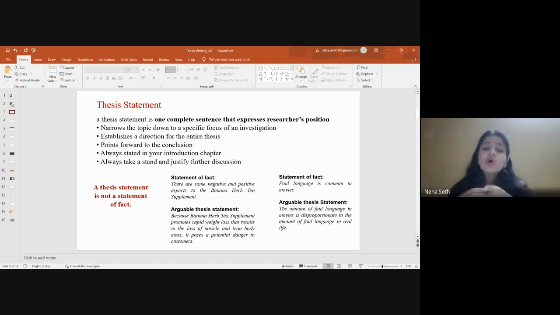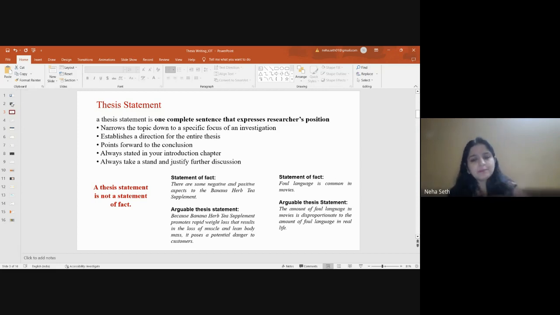clear. It is always stated in our introduction chapter, because the introduction chapter, we can say, is like an eye opener for our thesis, from where we actually begin. This chapter should be created in such a manner that the reader should feel excited about reading our thesis. It always takes a stand and justifies the further discussion as well. So it should be presented in such a manner that further discussion may also take place after we have completely designed or expressed our thesis statement.